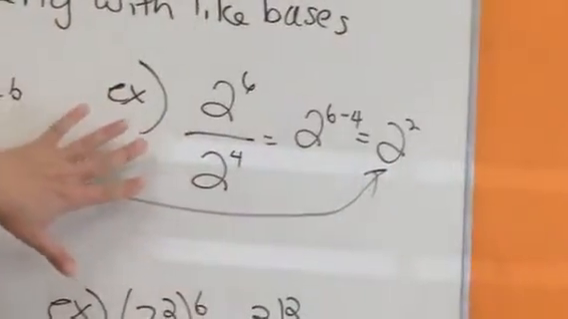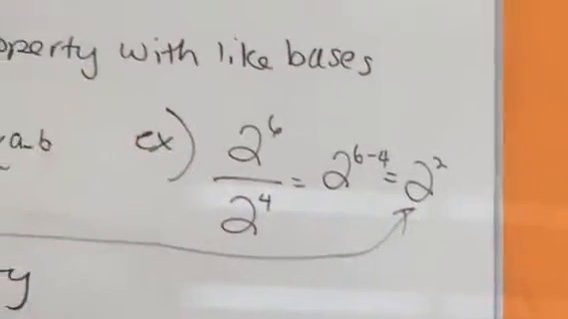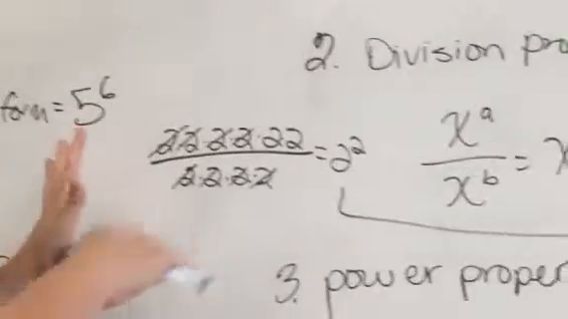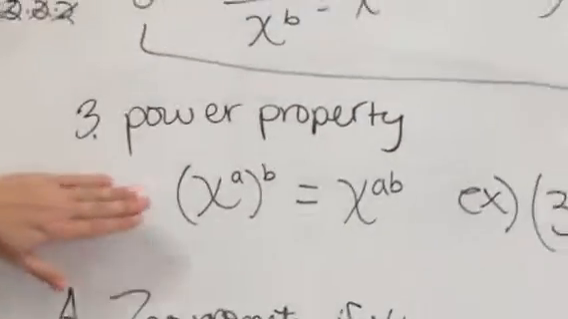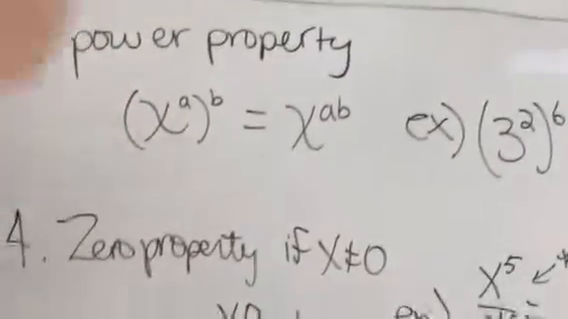This is a shortcut. That's why we're learning it. These are all shortcuts, so you can do it this way if you wanted to, but isn't that way a little quicker? Okay, the power property, x to the a in parentheses b.